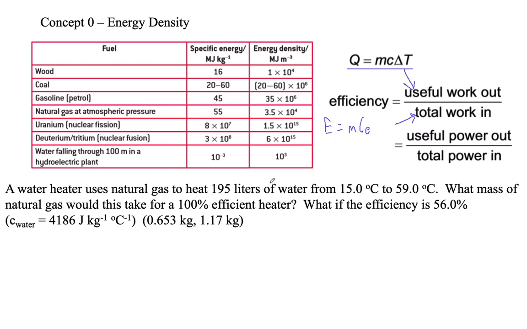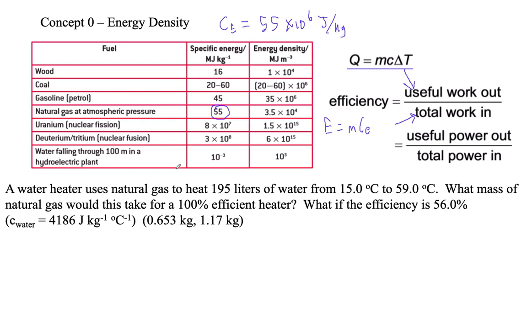Now notice that we're using natural gas here. Okay, so our specific energy for natural gas is going to be 55 times 10 to the 6th joules for every kilogram. So if we know how much energy we need, we just divide by this, and that'll give us the mass of natural gas we need to burn.